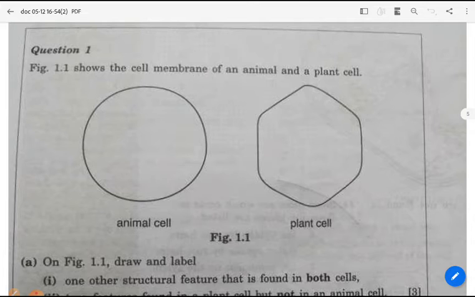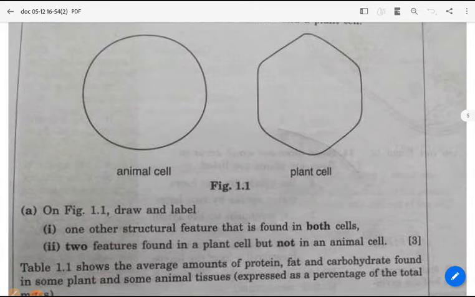Achha ji, they have drawn a structure, a shape. This is an animal cell and this is a plant cell and they just drew their cell membrane. Now, what is the question? Question number A. On figure 1.1, draw and label number 1. One other structural feature that is found in both cells, means we have to draw a structure that is present both in animal as well as in plant cell. They have drawn the cell membrane that is present in both cells.